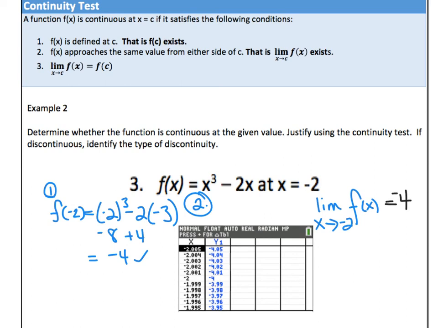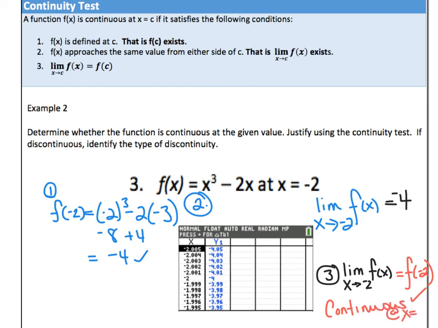So now for the third part, are these two values equal, what you see in 1 and 2? The limit of f of x as x approaches -2 is equal to, yes, we know it's -4, but we want to show that it's equal to the same value as f of -2. So this is continuous at x equals 2, or I'm sorry, x equals -2.